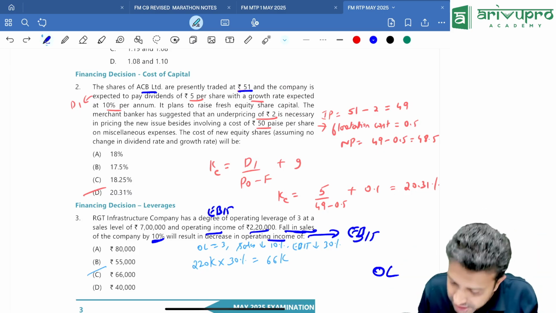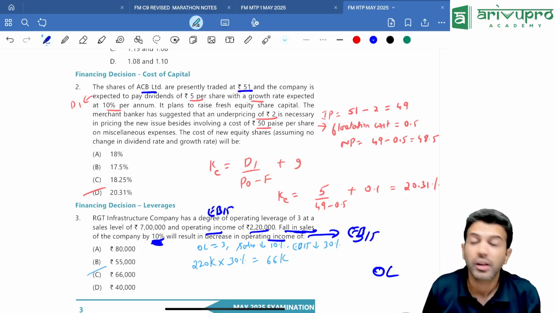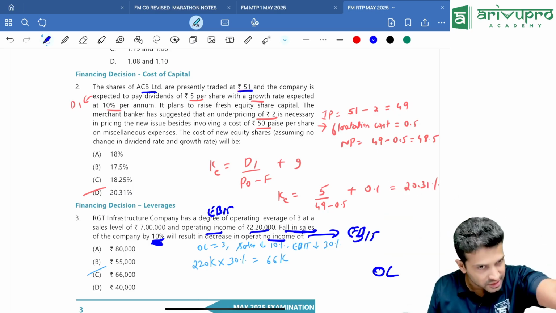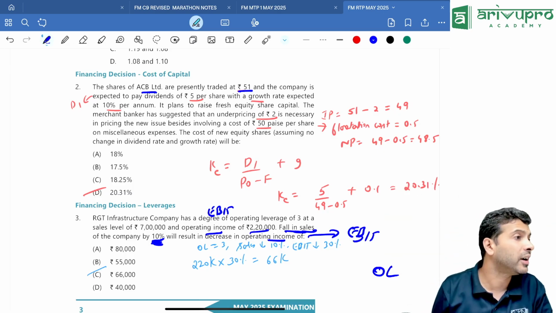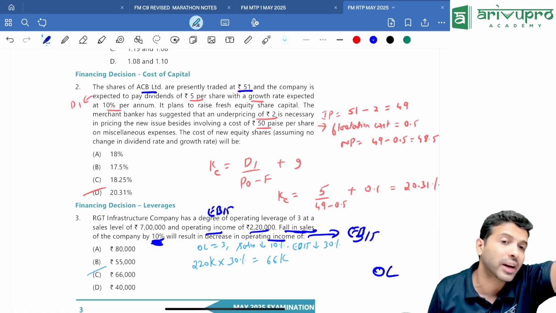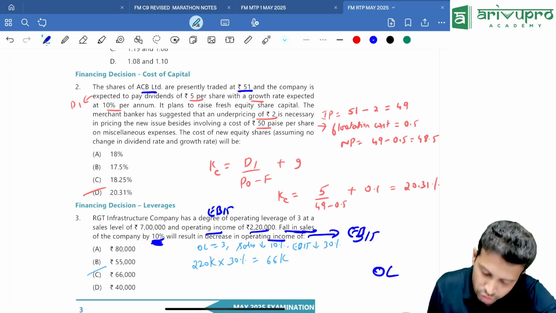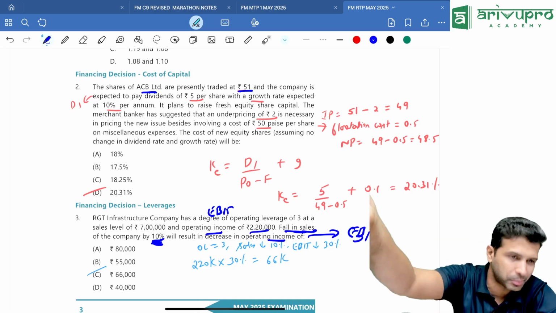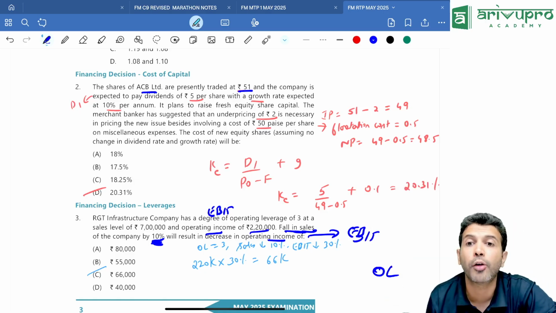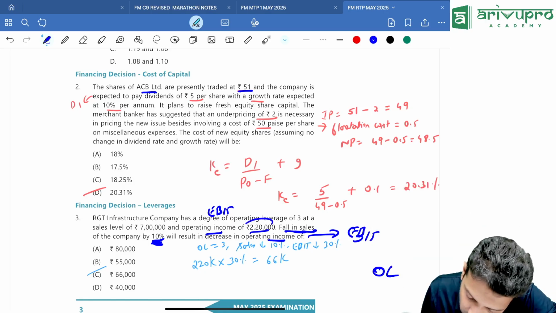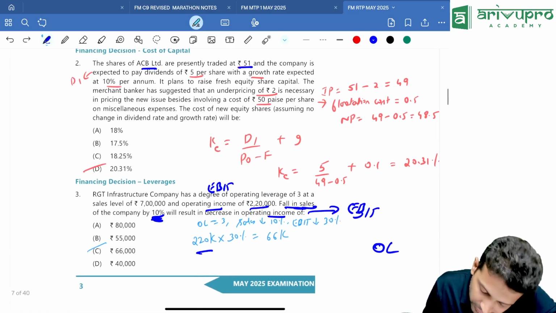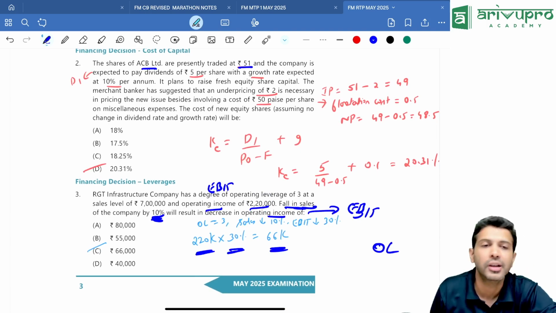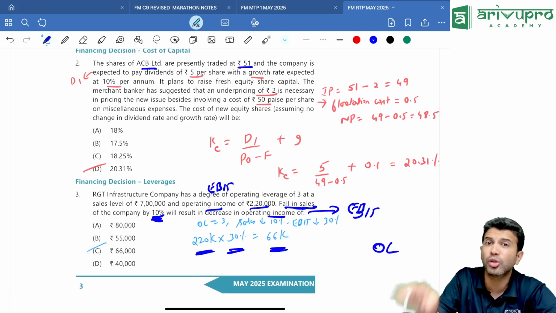Here there is 1% change in sales or 10%? 10%. That too 10% increase or 10% decrease? Decrease. If sales is reduced by 10%, operating income will reduce by thrice of that, which will be how much? 30%. So 10 times 3 becomes 30%. So operating income will fall by 30%. Currently, what is operating income? 2,20,000. It will reduce by 30%, which is how much, sir? 66,000.